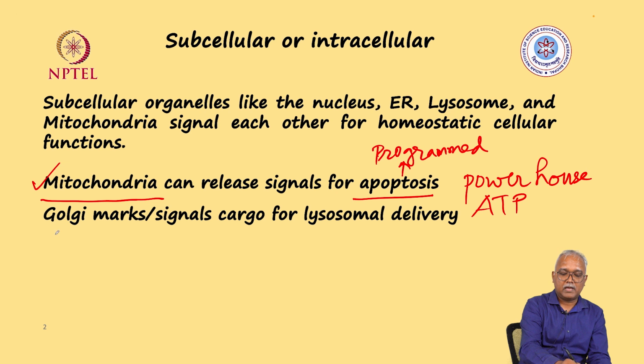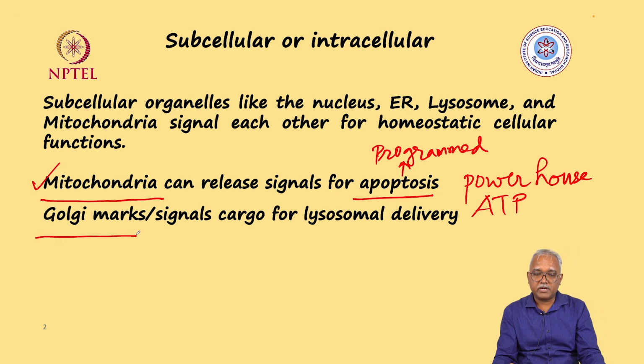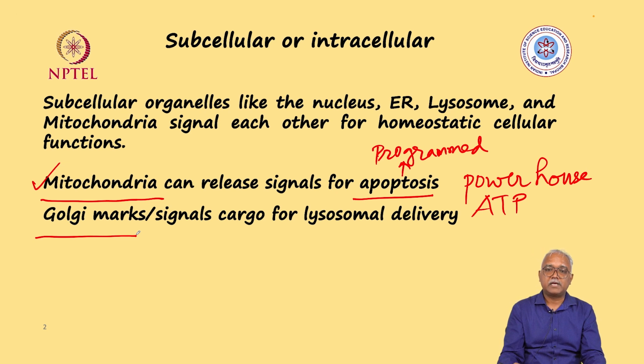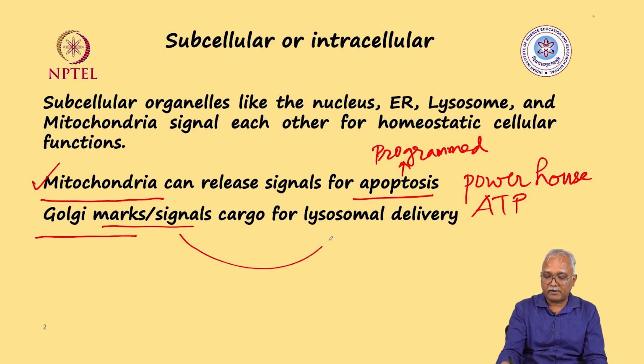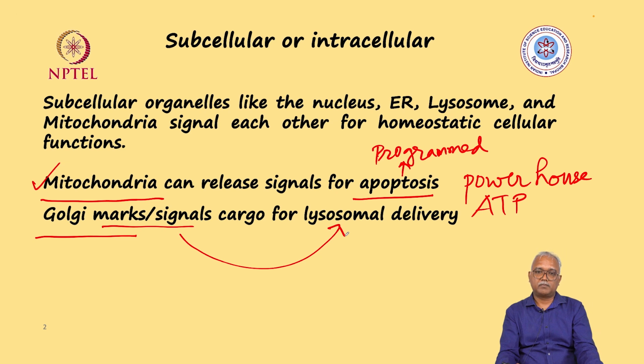Then there are structures called Golgi, and we know that from here a lot of secretory vesicles are produced, and these vesicles reach their destination by marking. Each vesicle is marked and goes to a particular location, particularly the ones targeted for delivery into the lysosome. So Golgi is communicating with lysosome by sending specific proteins to the lysosomes.